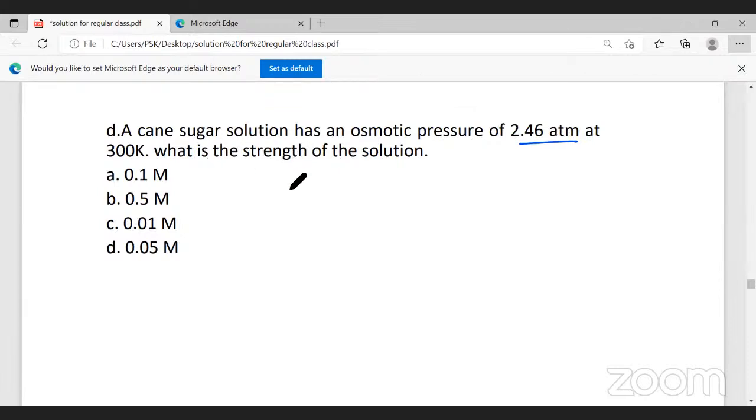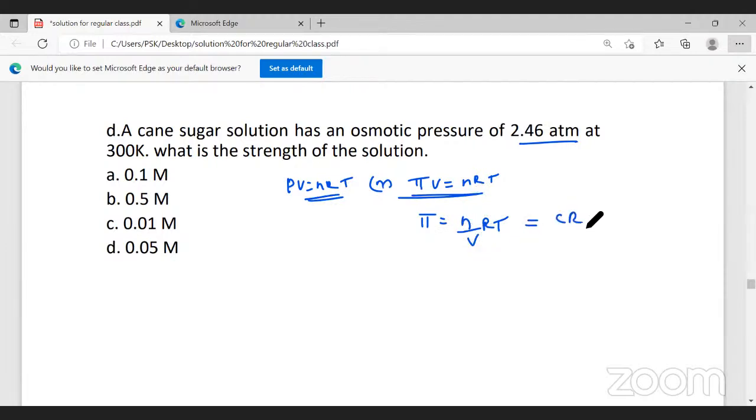What's the strength? We know that PV is equal to nRT, or we can write this also as pi V is equal to nRT. We can write pi is equal to n by V RT. We learned this equation today. Pi is equal to n by V RT, that is equal to CRT. N by V is nothing but concentration.